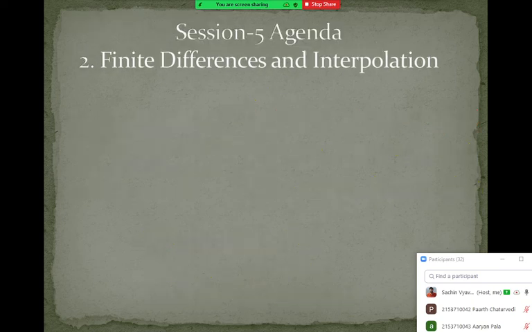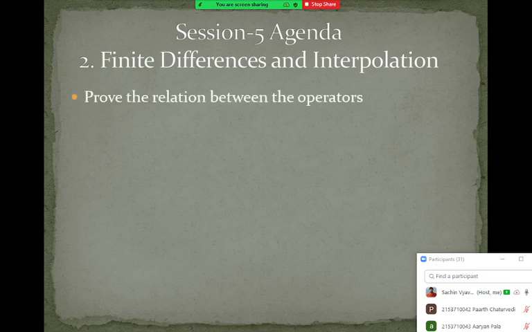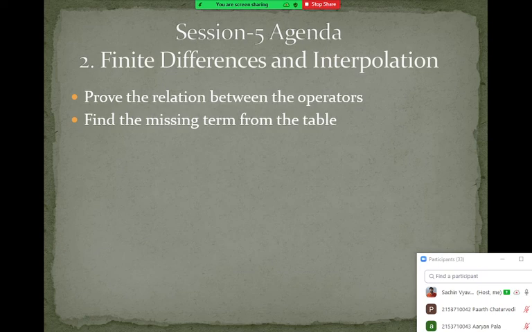Coming to today's agenda. In today's session, from the topic finite differences, you are going to learn about the relation between the operators. You should be able to derive the relation between the given operators. The best part of this type of question is that you are given the relation, so you have the answer with you. You just have to prove that LHS is equal to RHS. That is the first point, and then you have to find the missing values from the table. Those are the two things that you will learn today.